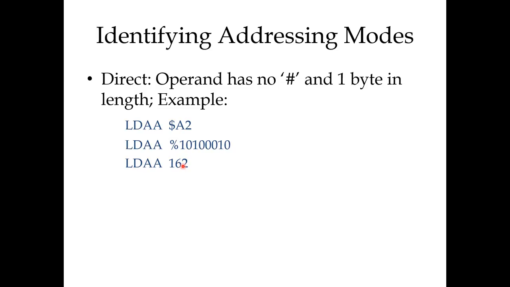Because if I just write 162, it might be decimal, it might be hex, right? So the only way you know is if there is a $ sign, that is hex. Percentage sign, binary. No $ sign, no percentage sign, decimal, right?